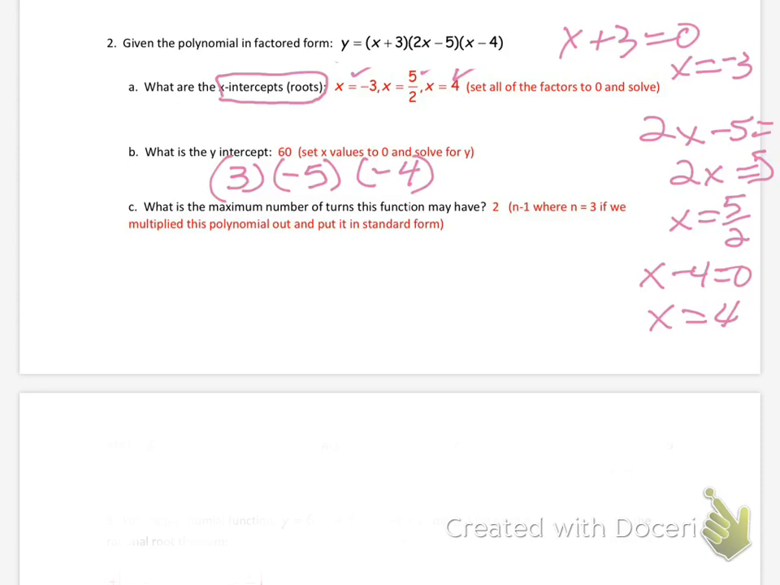So then just multiply these numbers. Okay, so negative times a negative is going to be positive, so this will be positive. So 3 times 5 is 15, and 15 times 4 is 60. So that's how I got my 60. Okay, what's the maximum number of turns? Okay, when I multiply this out, I'm going to get a cubic, which means n is 3. So therefore, the number of turns is 1 less, at 2. Okay, let's go on to the last page.